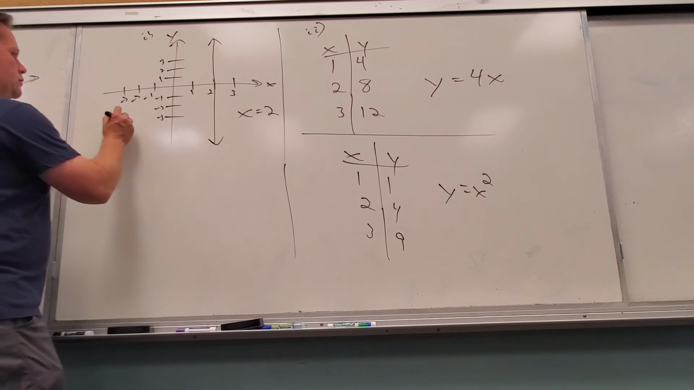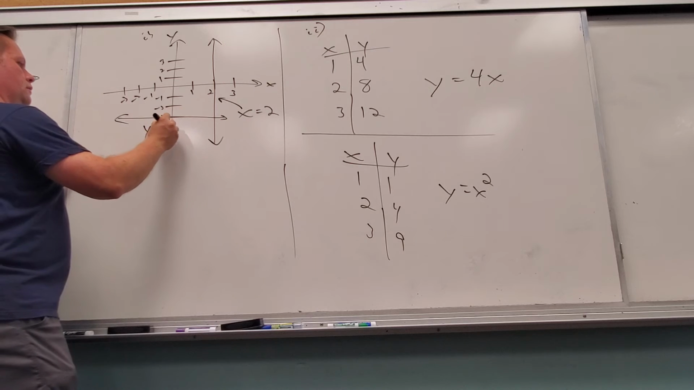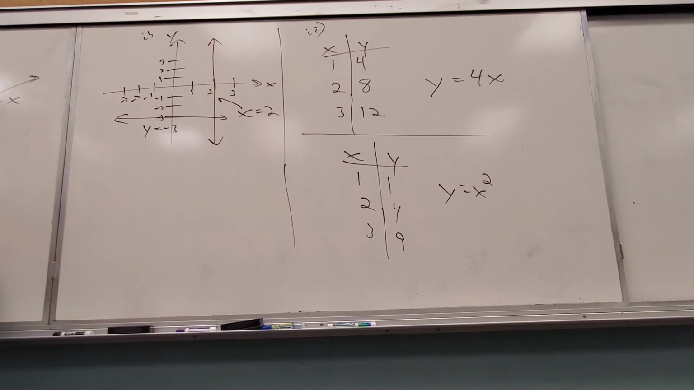So what do you think this one is going to be? Yeah, y equals negative 3. Horizontal lines are y equals, because that means you can't go up and down, so y's got to be set. And vertical lines are x equals, because again, you can't move left or right. X has got to be set.